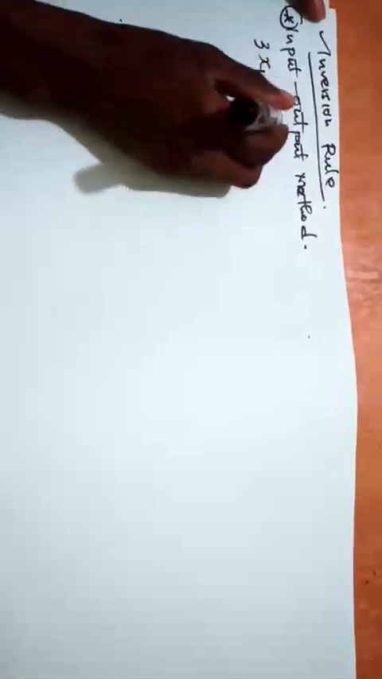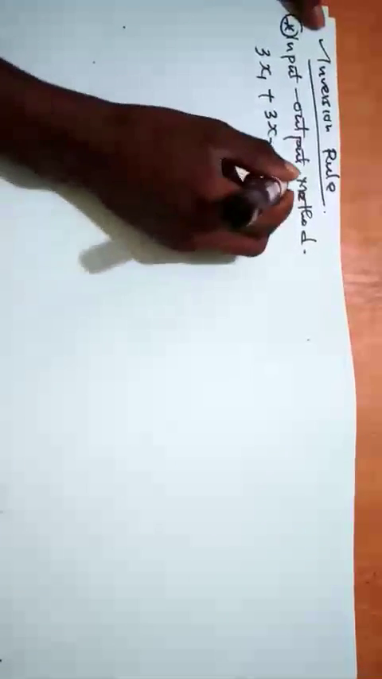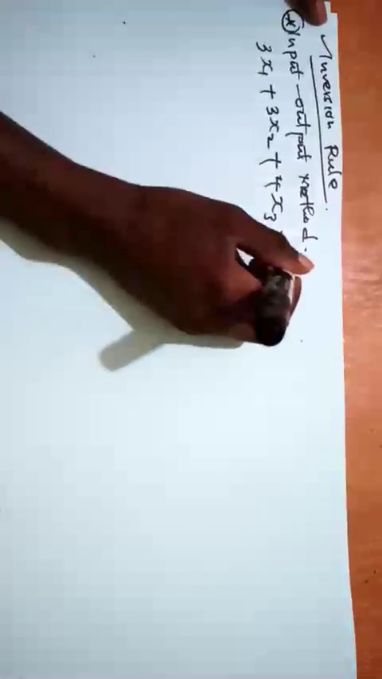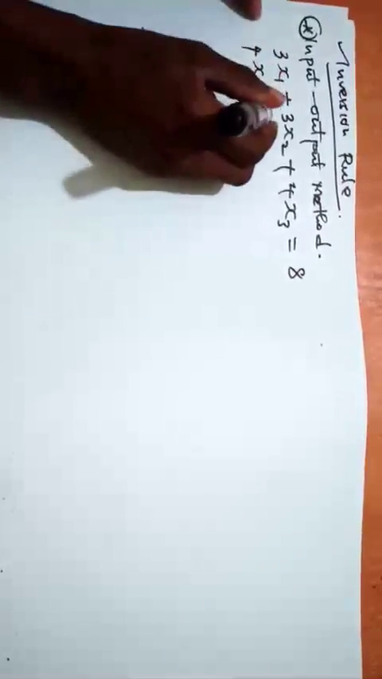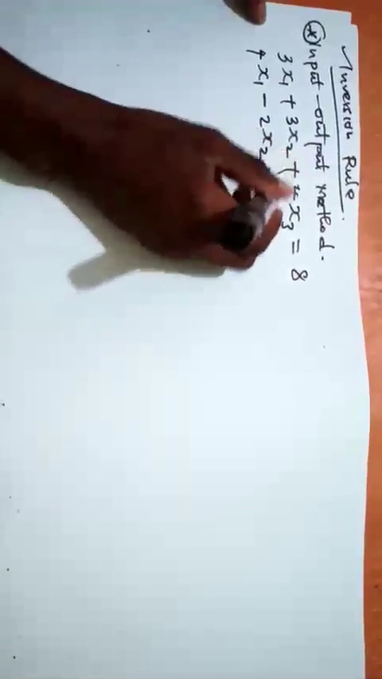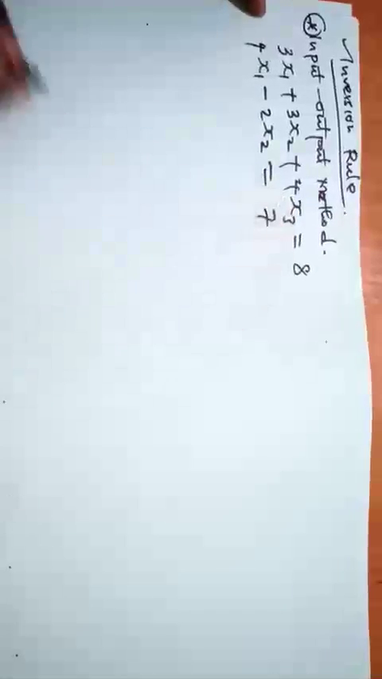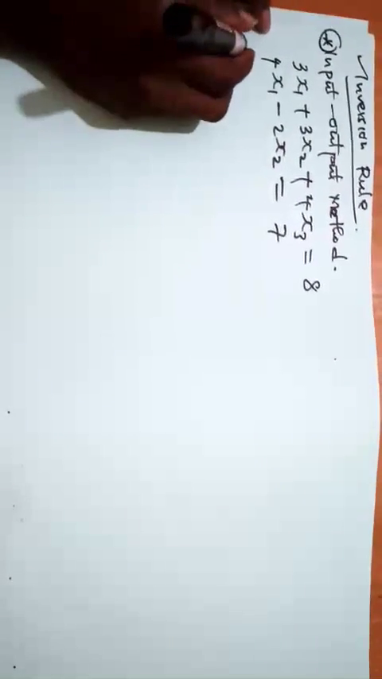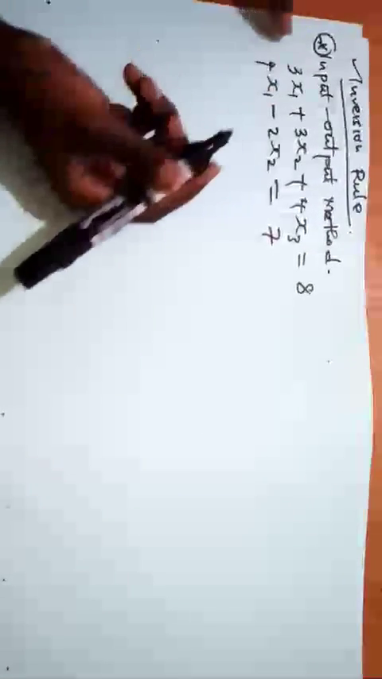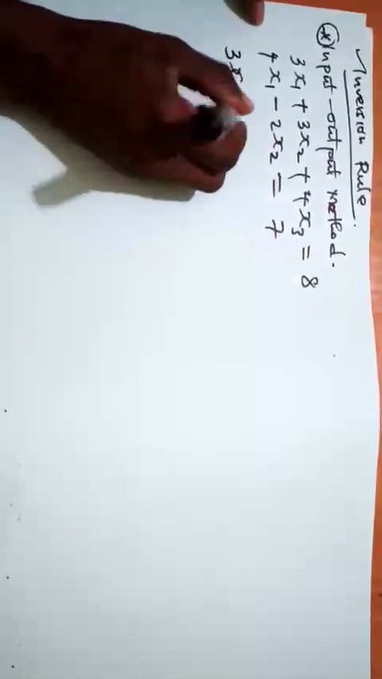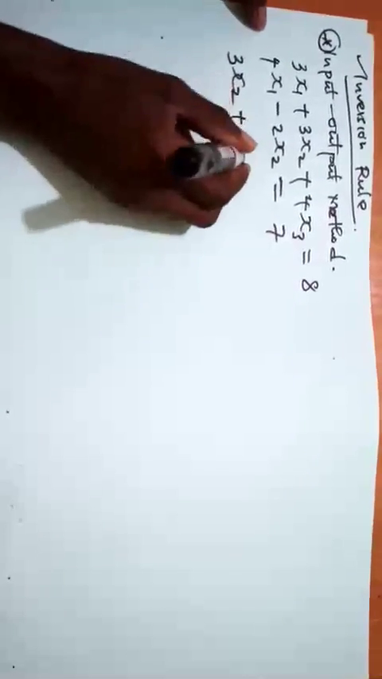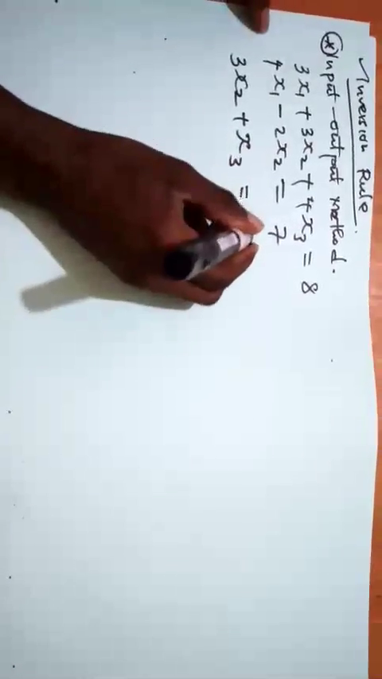So when you have a matrix, let us assume we have equations such as 3x1 plus 3x2 plus 4x3 equals maybe 8. Then we talk about 4x1 minus 2x2, let us say it is given as 7. And then we are talking about another type, in this case, let us not have x1. You have 3x2, then we have plus x3 is maybe negative 3.